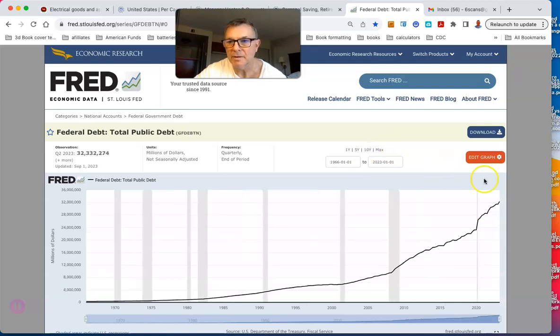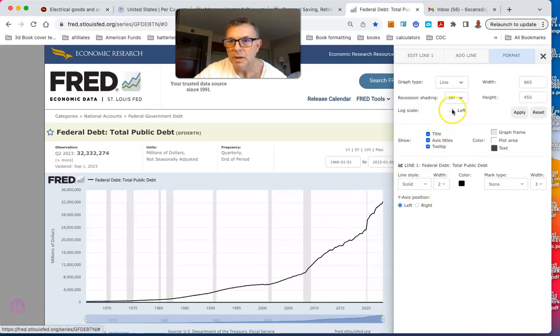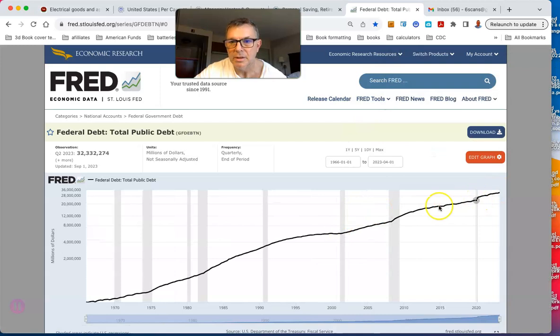Right, if we go to max, look, it doesn't look as big now, does it? Oh, but this is even bigger, is it? Let's go to logging this, as I always told you. We're gonna log this sucker, and you're going to see it's a blip. So federal government debt caused inflation. Where the hell has inflation been?